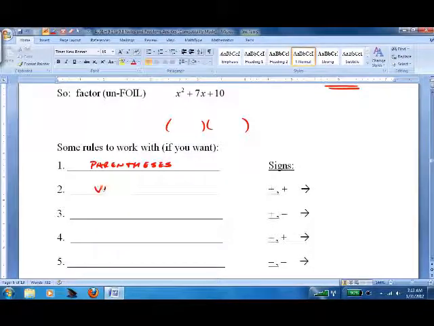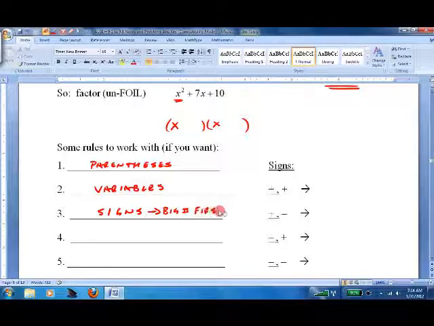Then the variables. In this case, we have x squared, so it's going to be x times x. That's going to give us x squared. Then we've got to sort out the signs. Now, this little trick with the signs only works if you put the big number first. As you get better at this, you should find ways to shortcut it on your own, but for the time being, that's what we're going to do.